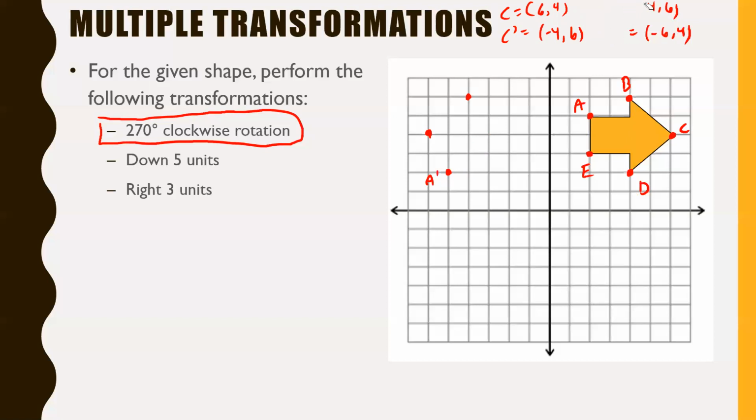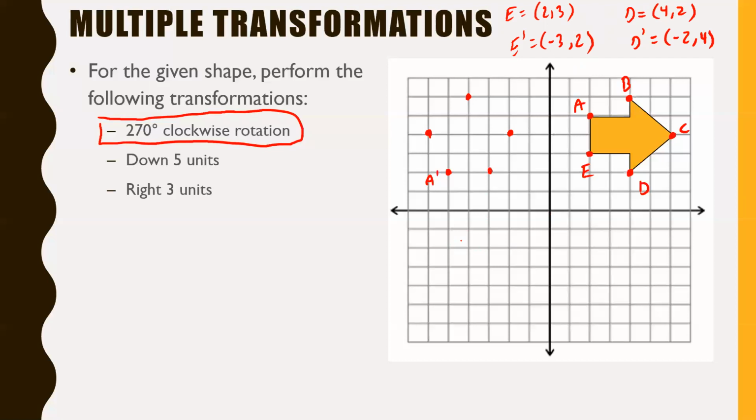Again, I'll erase B. D's coordinate looks like it's (4, 2), which means D prime is going to equal (-2, 4). Again, I made the y negative and then swapped the x and the y. So (-2, 4) brings us to here. And then last but not least, we'll do E. E's coordinate is (2, 3), which means E prime is (-3, 2). So (-3, 2) brings us to here.